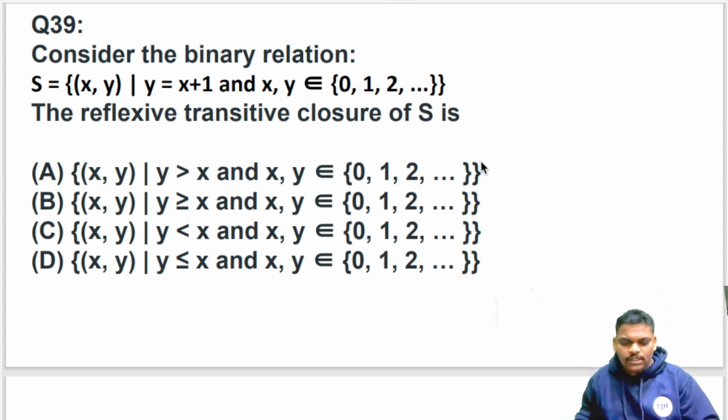Go to 44. The proposition P or negation P and Q is. So I think everyone knows: if P is true, it doesn't matter what the other is. If P is not true, anyhow it will be true. I think it is always true. Tautology.